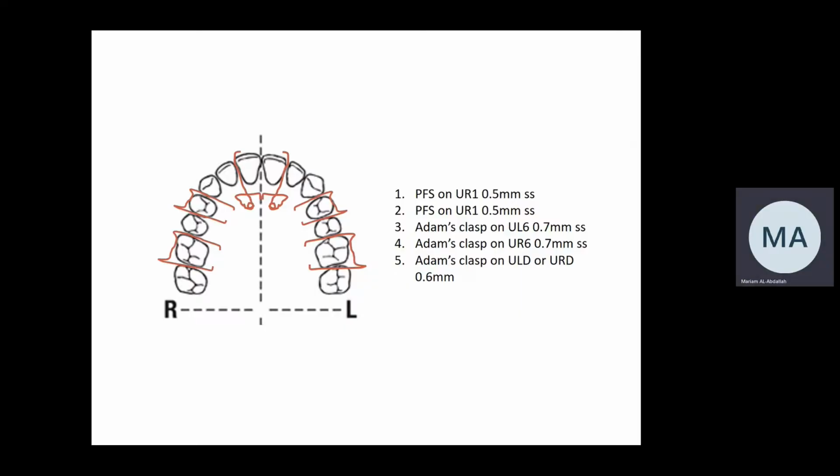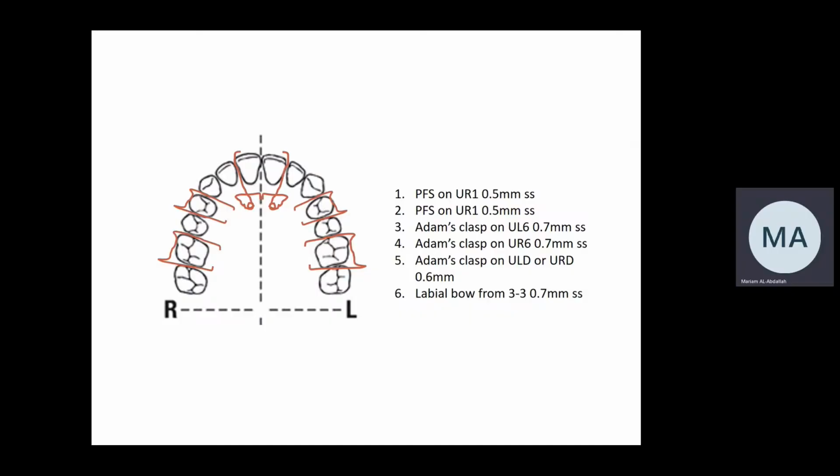So does moving the incisors mesially interfere with the occlusion? No, it does not interfere with the occlusion, so I don't need to add a posterior bite plane, okay? Alternatively, instead of having Adams on the Ds, if the undercut is not adequate, I can have a labial bow from 3 to 3 as an alternative, okay? 0.7 millimeter stainless steel wire.